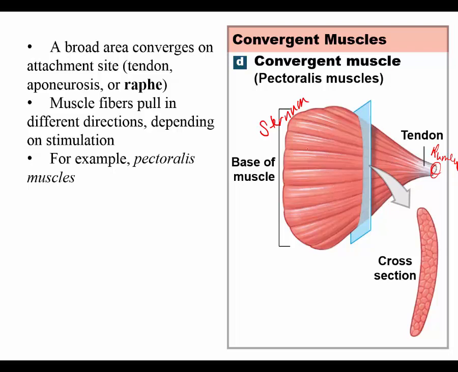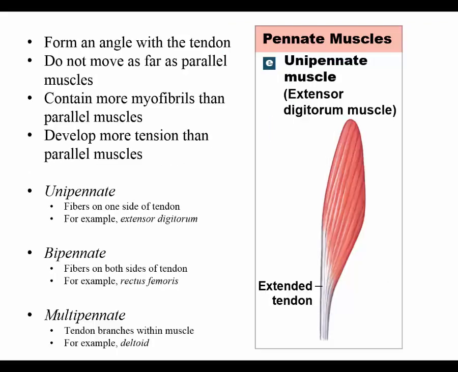Big, broad muscle here. Even the belly of the muscle has converging fibers. So it's wider on one side than it is on the other. And pennate muscles, feather-like muscles. They can be unipennate, bipennate, or multipennate, and we'll talk about some classic examples of these.